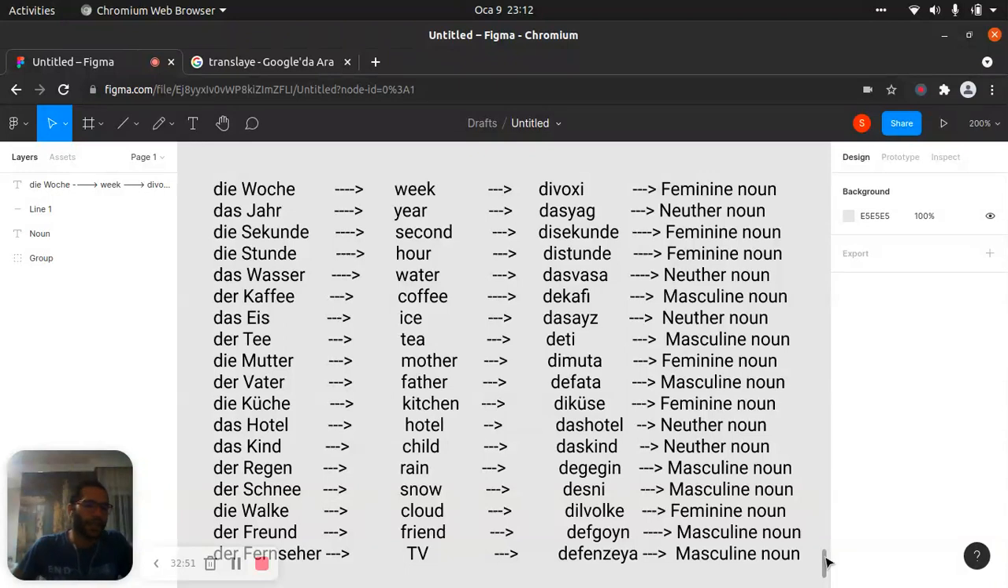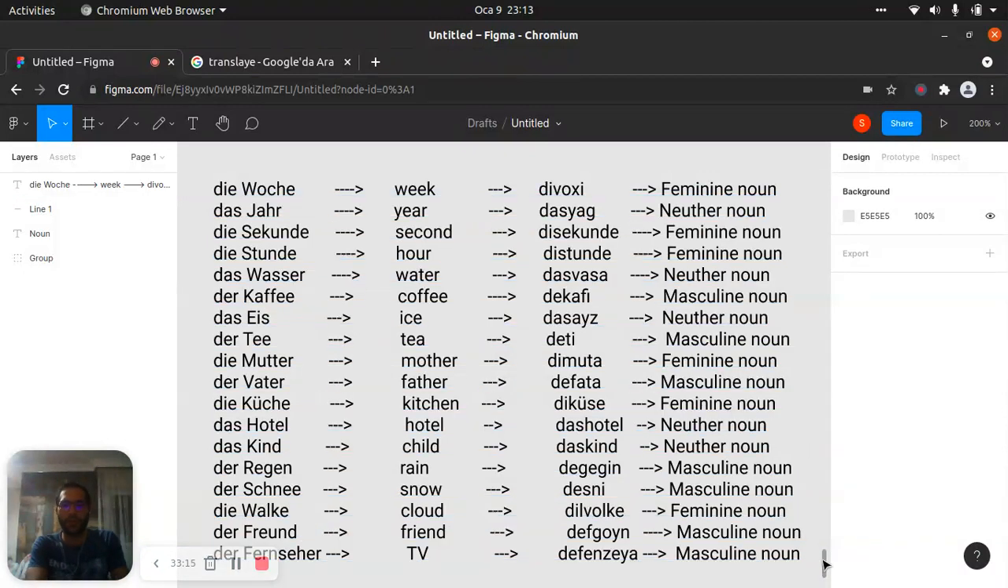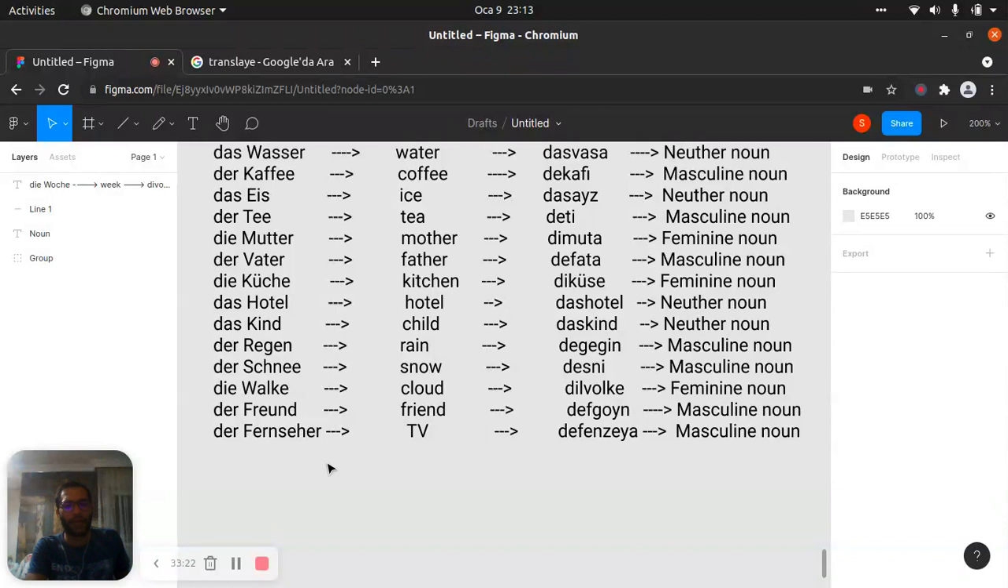Die Küche is kitchen. Das Hotel is hotel. Again, das Kind is like child. Der Regen is like rain. Der Schnee is like snow. Der Regen und der Schnee kam von der Wolke. Die Wolke is like cloud. Der Freund is like friend. Kann du haben der Freund? Like, can you come, friend? Der Fernseher is like TV. Kann du habe Öffnung, like that.